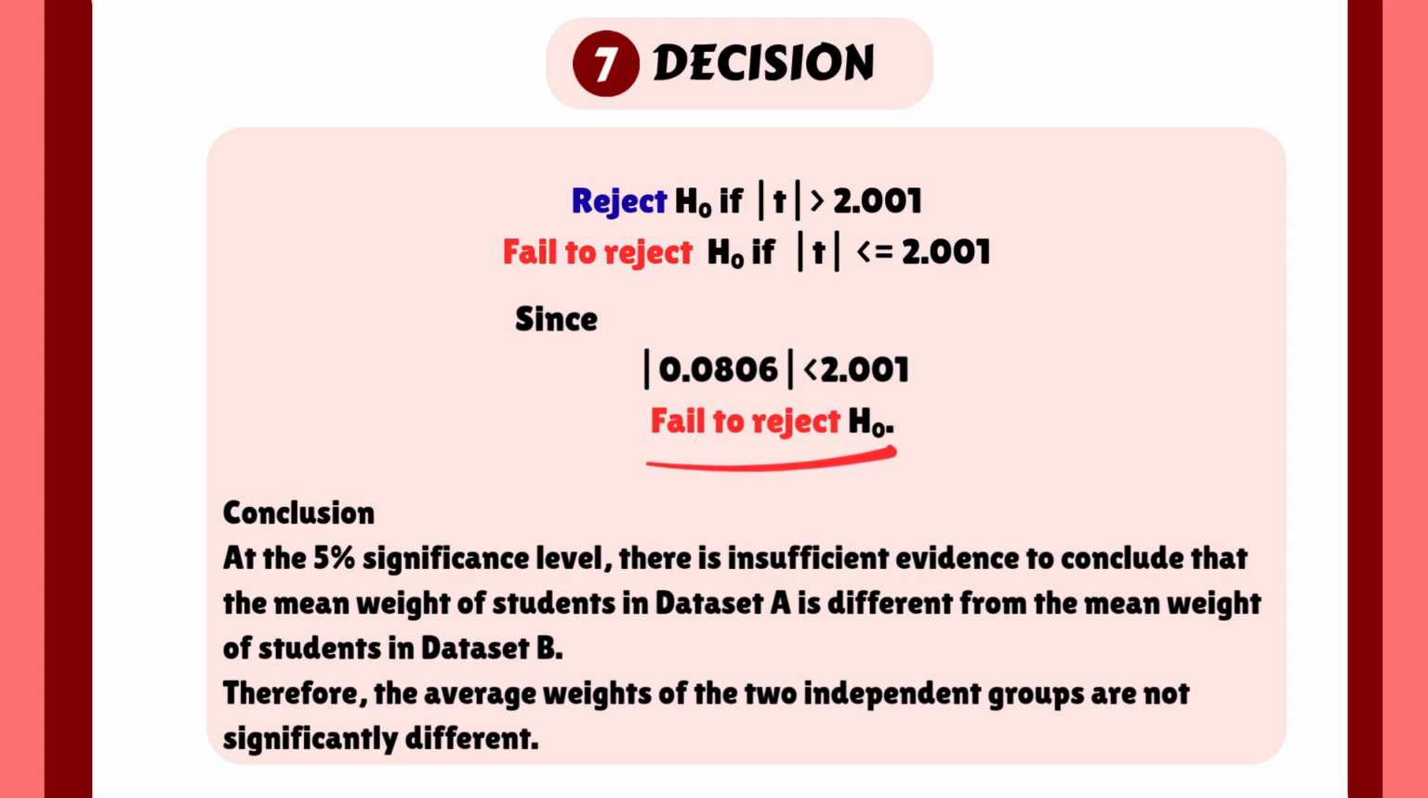Although dataset A has a slightly higher average weight of 71.07 kg compared to dataset B, which is 70.80 kg, a difference of only 0.27 kg is not statistically significant. Therefore, the average weight of the two groups can be considered statistically similar.